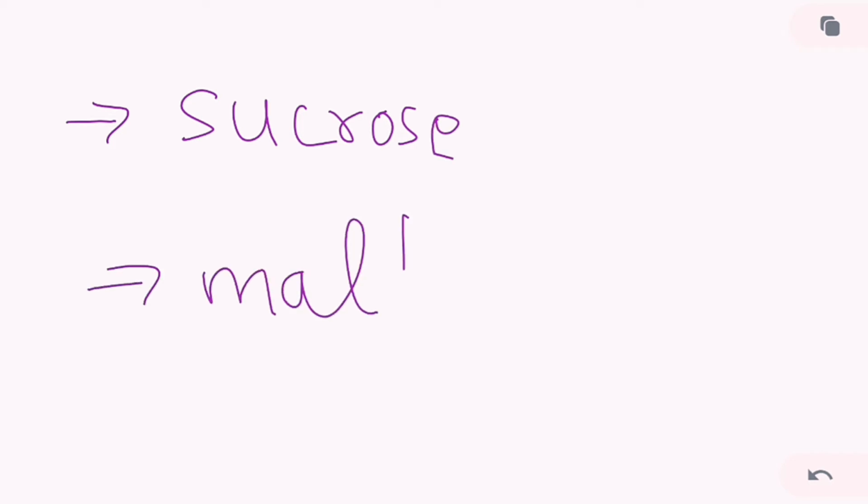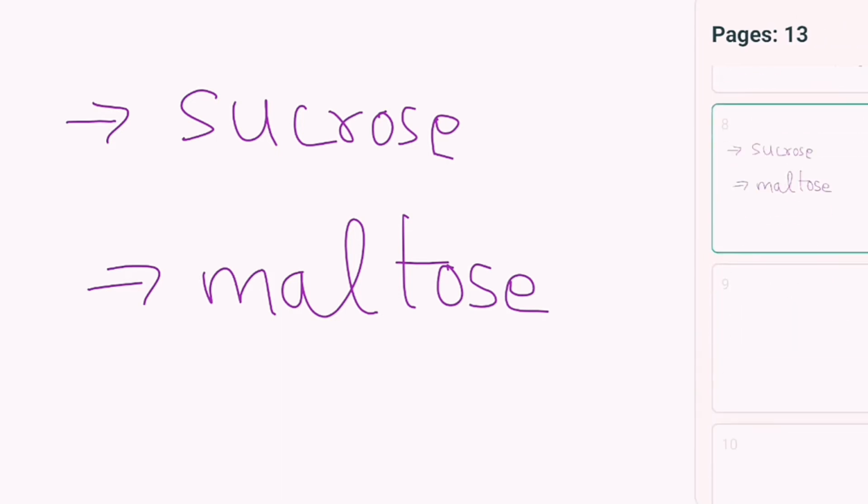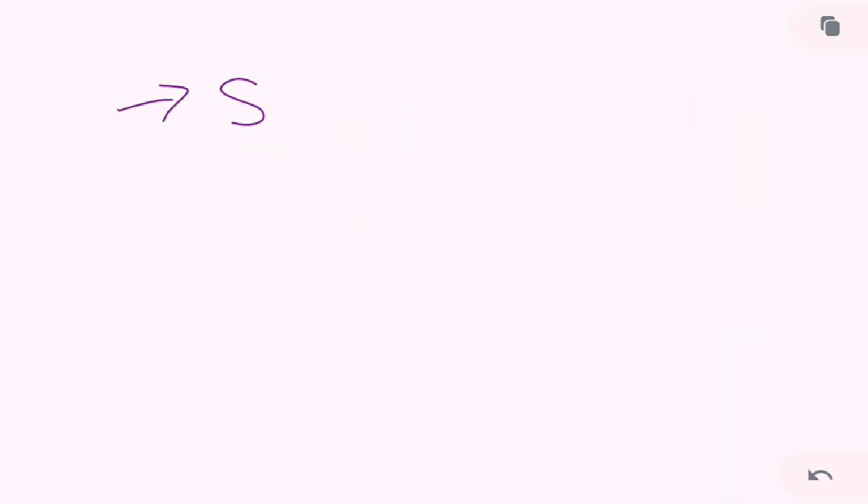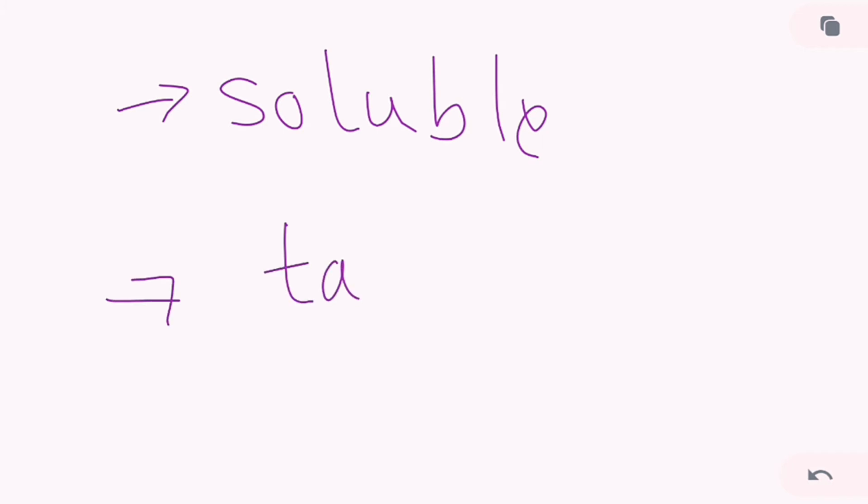So examples would be sucrose and maltose. So I believe you must have guessed it right now. If 2 simple sugars are called disaccharide, then what is one molecule of sugar? That would be a monosaccharide, just MONO and then saccharide. Now in disaccharides, let's get back to here. They too are soluble and also taste sweet.